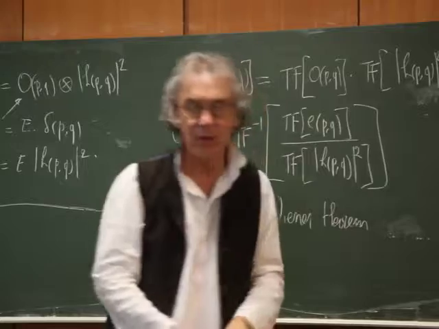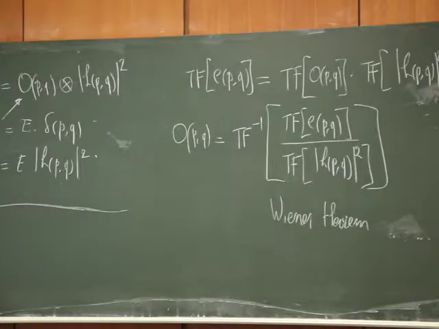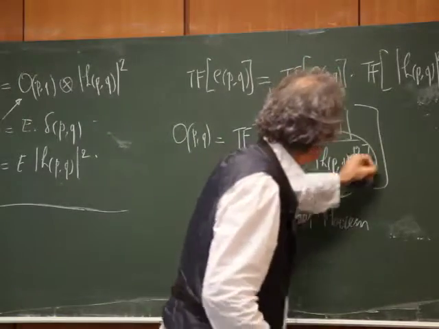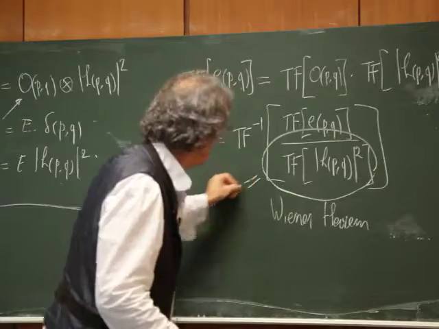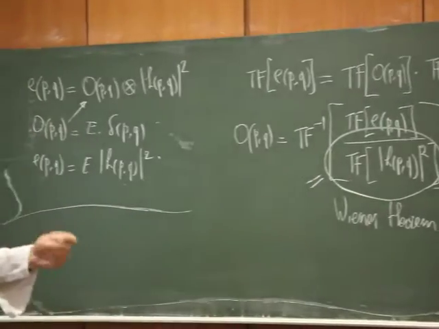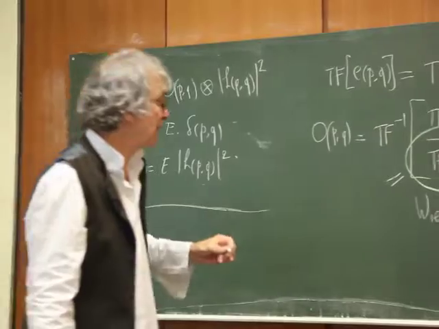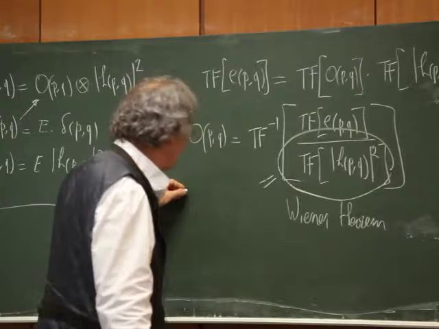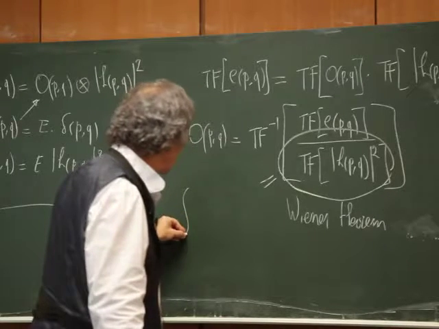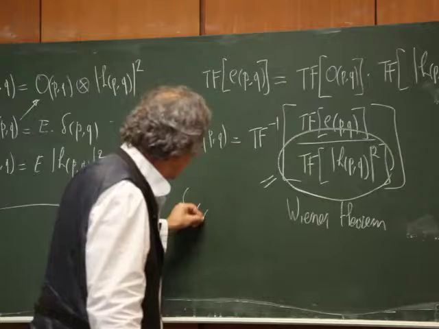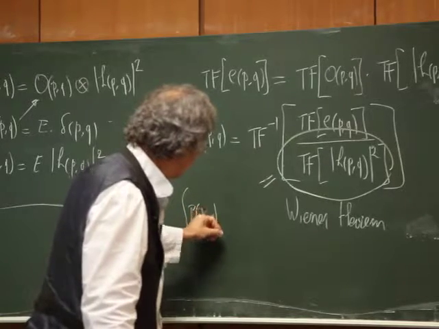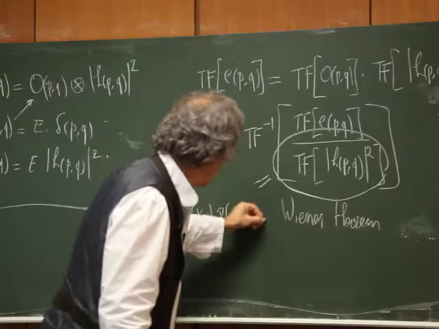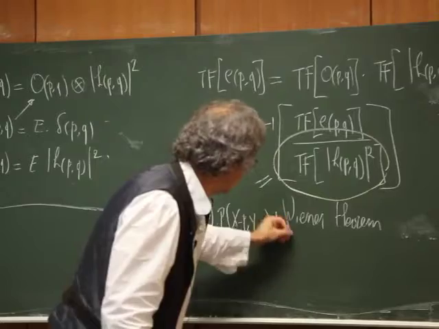which shows that this quantity I have circled is simply equal to the autocorrelation function of the pupil of your telescope, or of your interferometer. So we will demonstrate that this is simply equal to the integration of the pupil function xy times x minus p, y minus q dx dy.